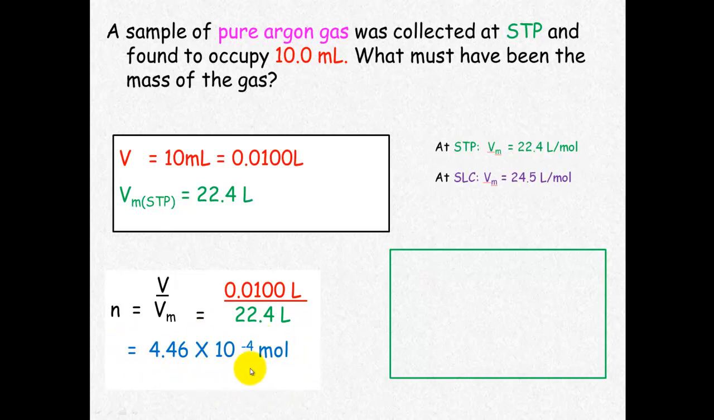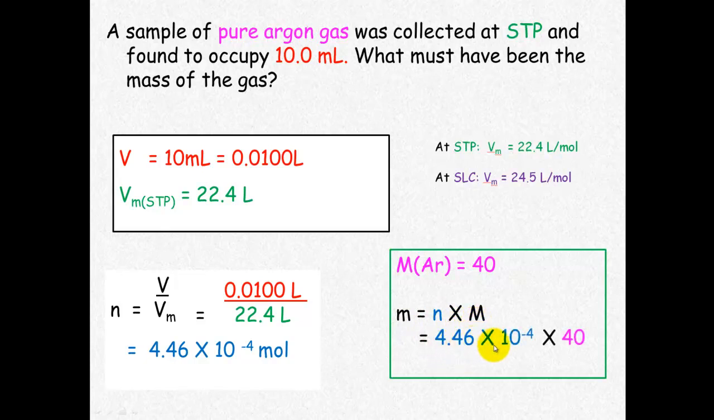This is the first part of the question because it's asking you to find the mass. So to find the mass, we need to look at the molar mass of argon, which equals 40. Then we can use m equals n times M, which equals 4.46 times 10 to the negative 4 multiplied by 40, which equals 0.0179 grams.